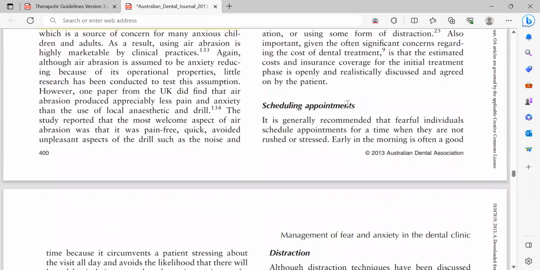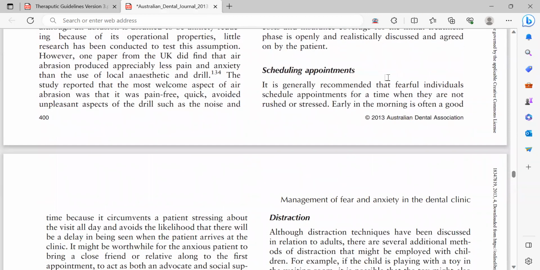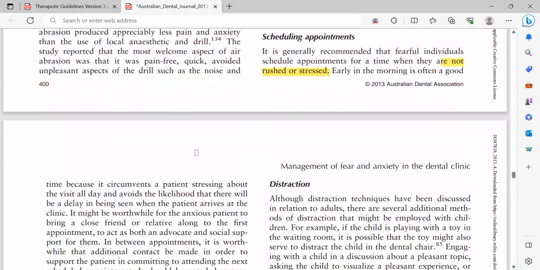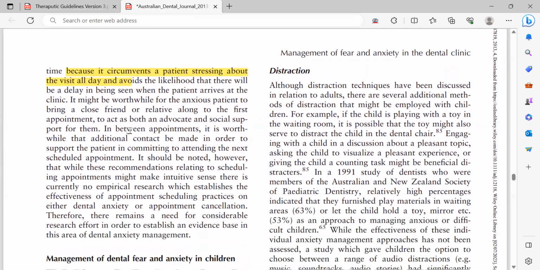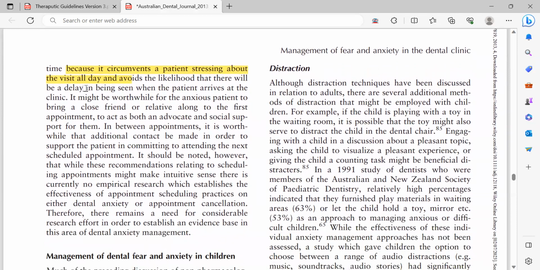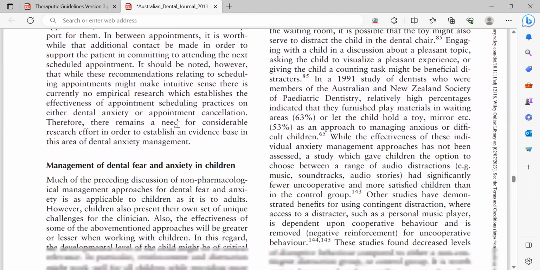Then scheduling appointments. It is generally recommended that fearful individuals schedule appointments for a time when they are not rushed or stressed. Early in the morning is often a good time, because you should not stress them or push them to be in a hurry. You should give them time to deal with the anxiety. That's the reason they mentioned that morning appointments are a bit better for them.